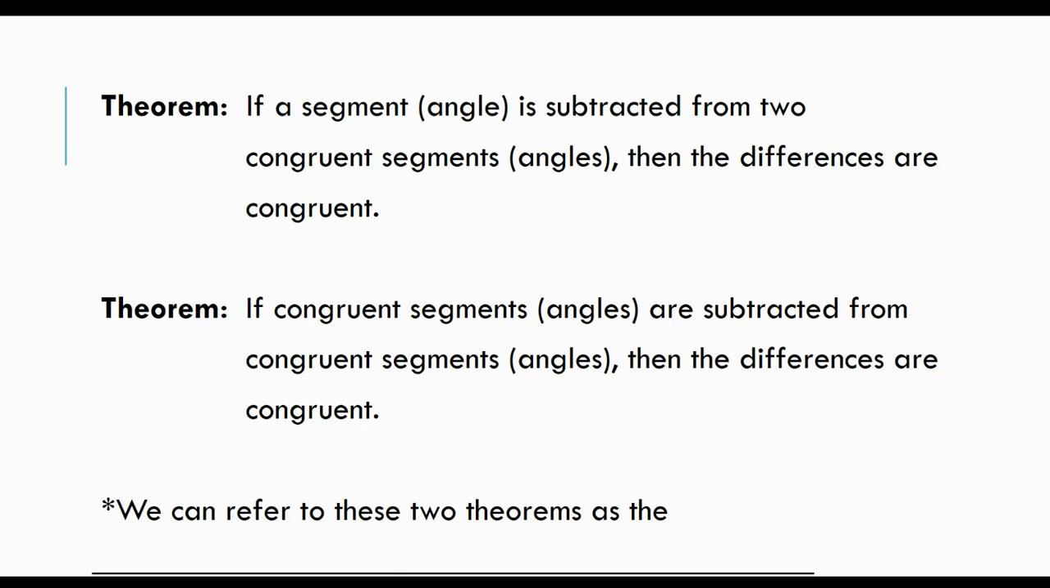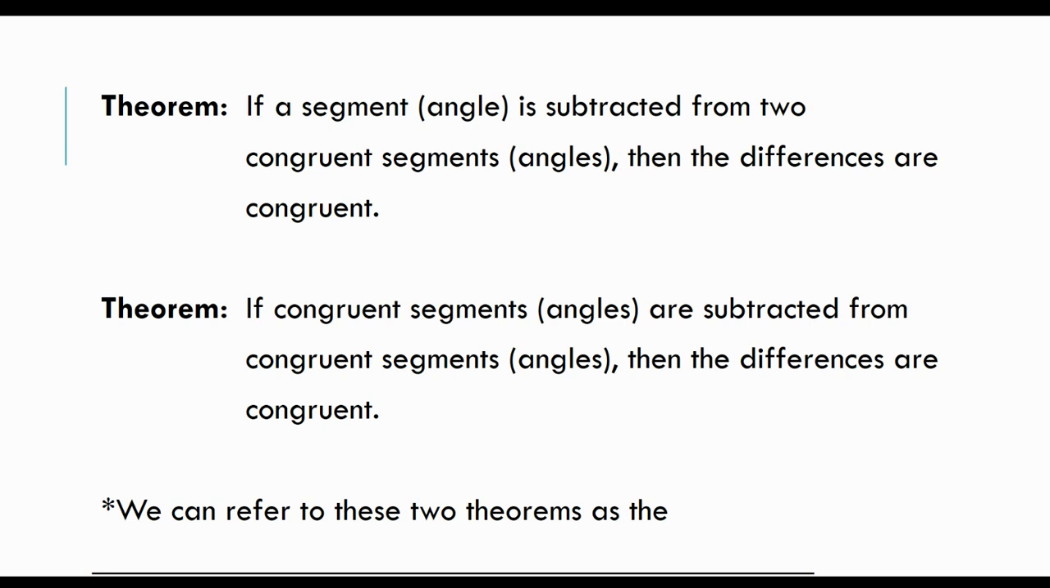Let's look at two other theorems. It says if a segment is subtracted from two congruent segments, then the differences are congruent. Or if an angle is subtracted from two congruent angles, then the differences are congruent. The second theorem says if congruent segments are subtracted from congruent segments, then the differences are congruent. Replace that with angles. If congruent angles are subtracted from congruent angles, then the differences are congruent.